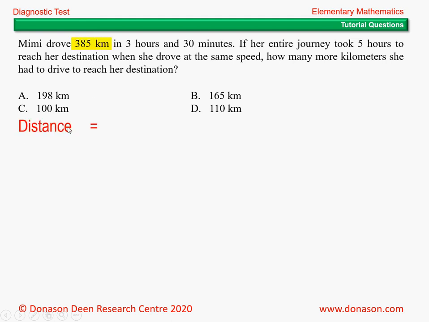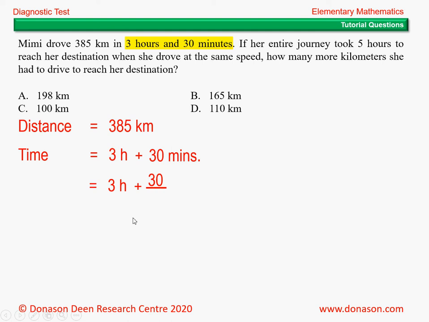So we are given that the distance is 385 kilometers and the time taken for driving this much of a journey is 3 hours and 30 minutes. Of course, we want to be consistent with the unit, so we don't want to have 2 units. So the 30 minutes we could convert into hours as well.